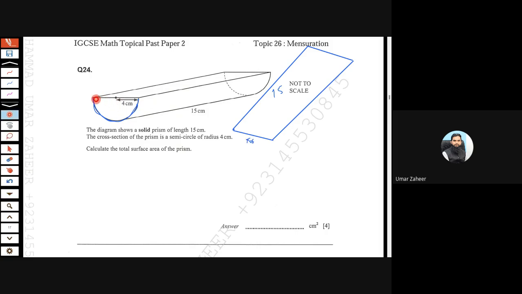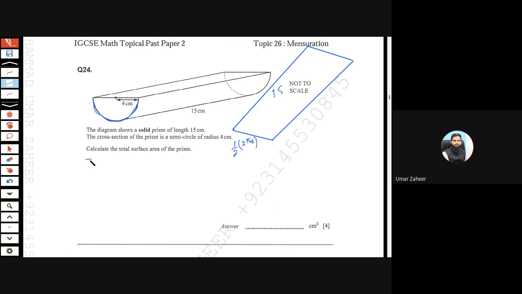Yes, everyone, you get it? When you open this whole curved path, you are going to get a rectangle. The length of the rectangle is 15, and the width is half of the circumference. So that is going to be 1 by 2 pi r, 1 by 2 into pi r. Is it clear? Yes, sir.